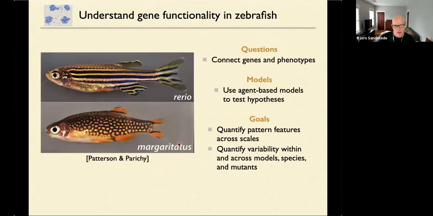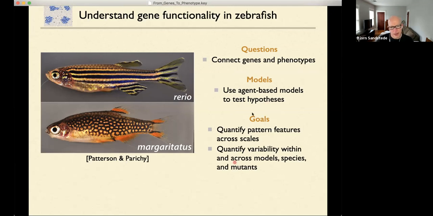And so the question is, as I said, to connect gene expressions, gene functionality, and then the phenotypes that you observe. I showed 2 different fish here. One is Danio, which is the main focus of what people do experiments on, but there's a whole family of Danio fish, and Margaritatus, for instance, features spots instead of stripes. And so our goal was to use agent-based models to test hypotheses and try to gain insight into what knocking out specific genes, what impact that might have on the patterns that you observe.